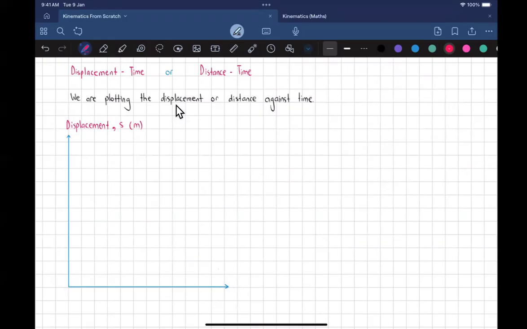On the x-axis we have time, and the symbol for time is t. What do I usually measure time in? Seconds. Seconds, right? That's correct. So I need to discuss the main parts of the graph with you all. A displacement time graph will most typically look like this.